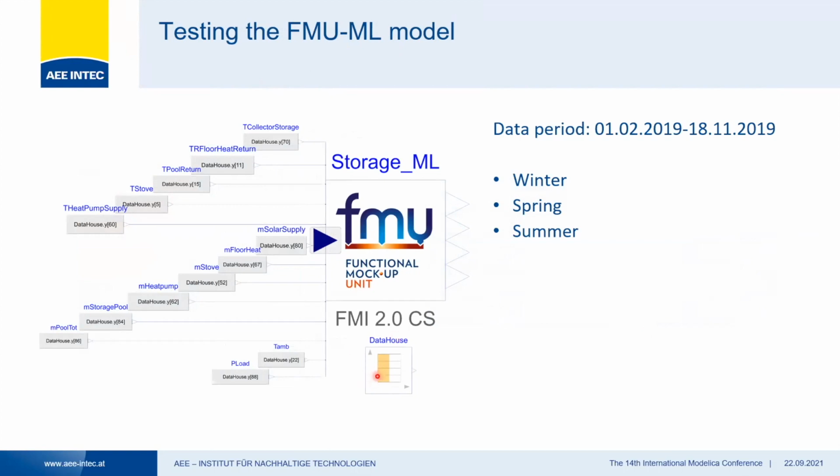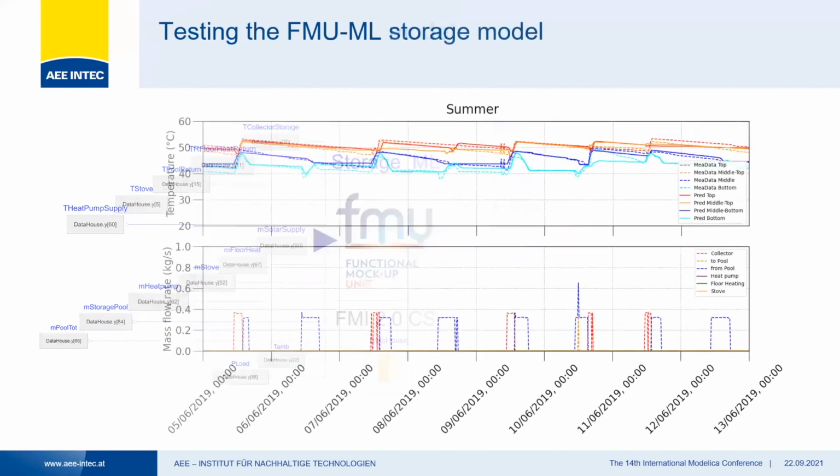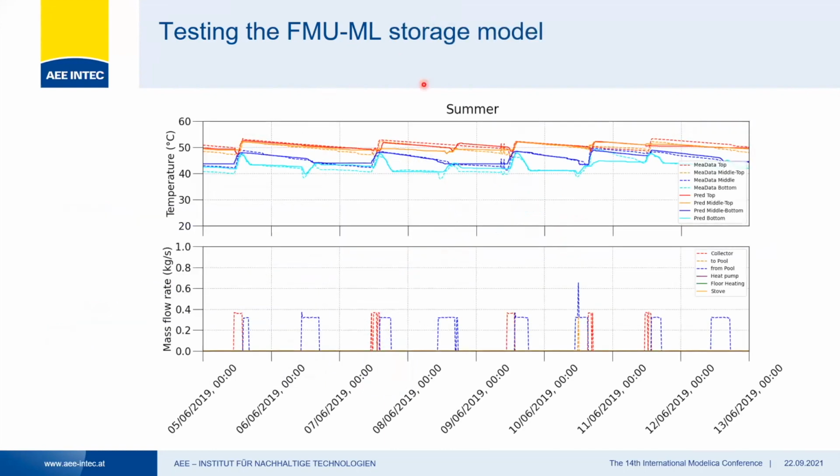We decided to test it with 3 different periods, winter, spring, and summer, in order to cover different boundary conditions. I will quickly talk about these 3 periods. I think I don't have enough time. In all these figures, the first subplot represents the temperature values of the tank, and the second is the mass flow rate, which you can also interpret as the on and off situation of each component. In the summer, the frequently running components are the collector and the pool.